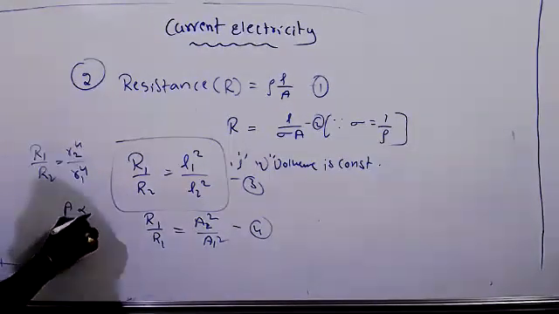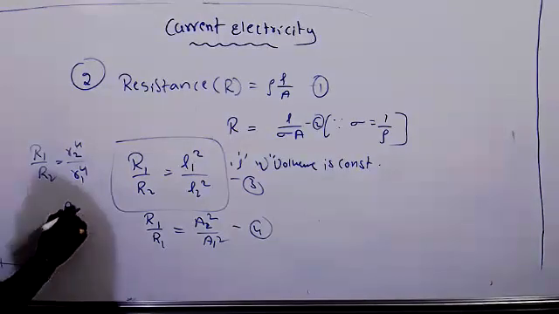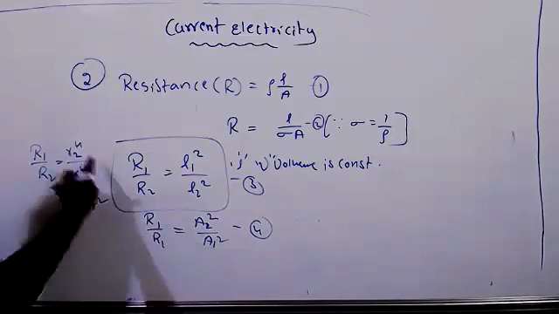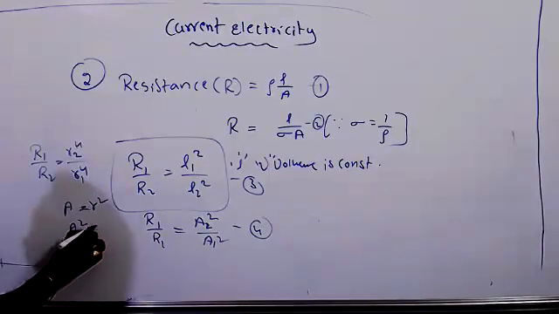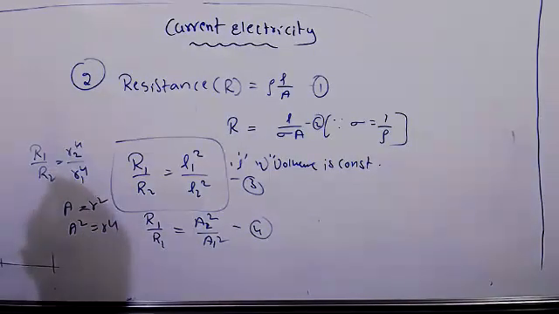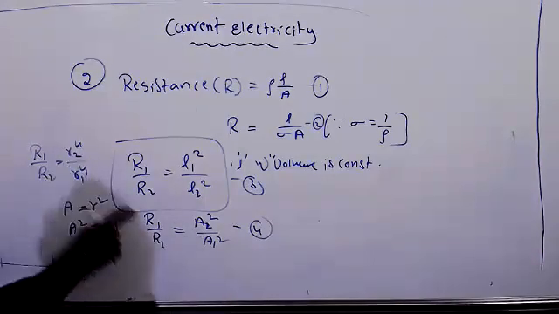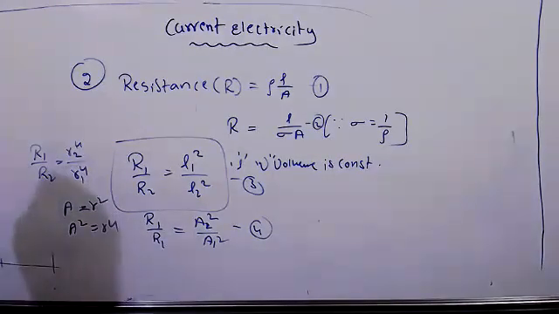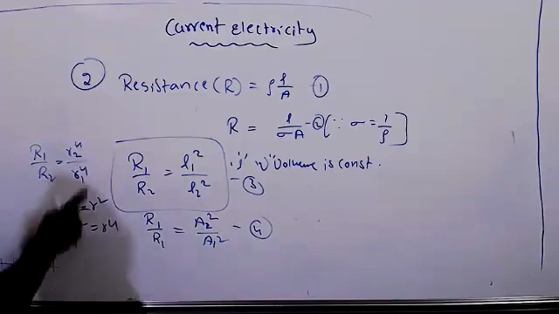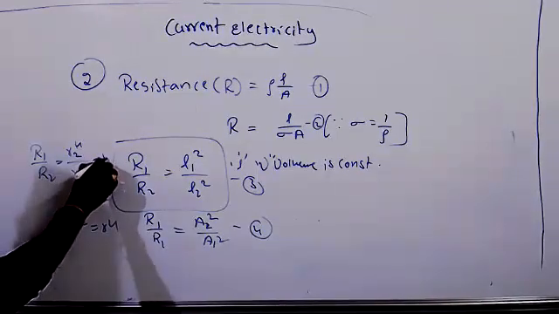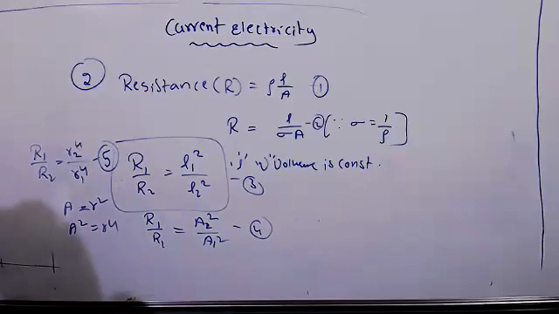Area is directly proportional to radius square. So area square equals r to the power of 4. So A2 by A1 is r2 by r1 to the power 4. So this is the fifth formula in the resistor.